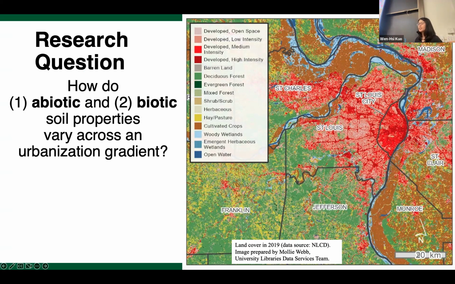And in this project, my focus is on urbanization gradient across the greater St. Louis region in Missouri. And in this map of land cover over here, the really red part, especially in the city here, that's increased urban development, like increased impervious surfaces, et cetera. And as you can see, as you get from the really red city down further into the counties, it's a lot more green, meaning that it's less developed in terms of impervious surface.